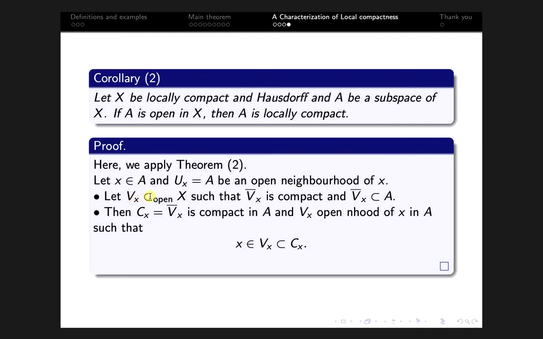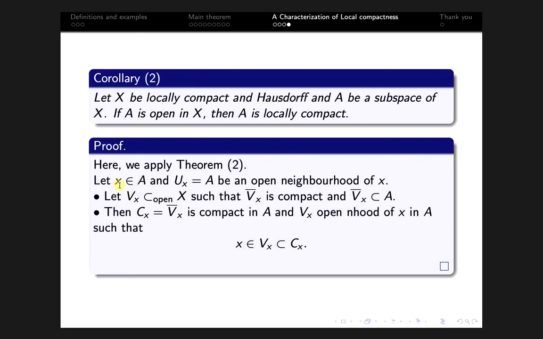there exists some open subset Vx in X such that Vx closure is compact and Vx closure is contained in A. So Vx closure is compact in X, and Vx closure is contained in A. That implies this is also compact in A. Therefore we consider Cx equal to Vx closure, and this is compact in A, and it is straightforward to see that Vx is an open neighborhood of x, that of course contains the point little x, and Vx is contained in the closure of Vx, which is exactly equal to Cx.